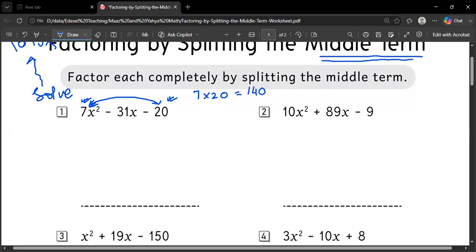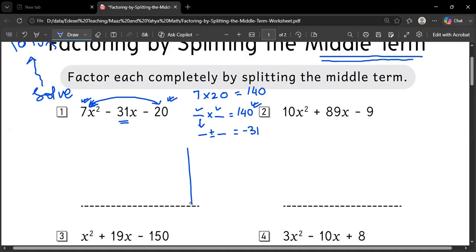Now you have to make the factors and find out two numbers. When they get multiplied, you get 140, and when the same numbers get added, you get minus 31. Find two numbers. Tell me two numbers. When they get multiplied, you get 140, and when they get added, you get minus 31. Tell me those two numbers.